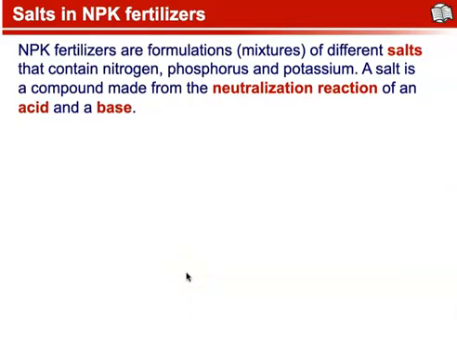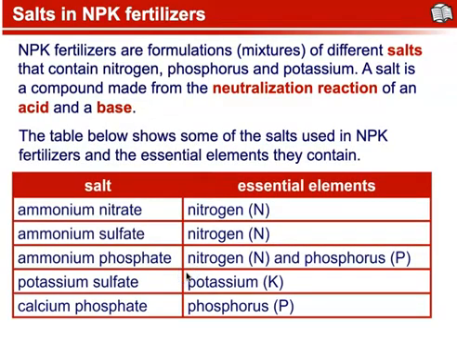Salts and NPK fertilizers. NPK fertilizers are formulations or mixtures of different salts that contain nitrogen, phosphorus, and potassium. A salt is a compound made from the neutralization reaction of an acid and a base. The table below shows some of the salts used in NPK fertilizers and the essential elements they contain. When these salts dissolve in soil, the essential elements for plants are released. A range of NPK fertilizers can be made that are matched to the needs of particular crops.